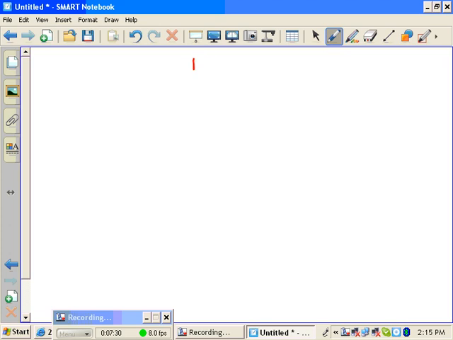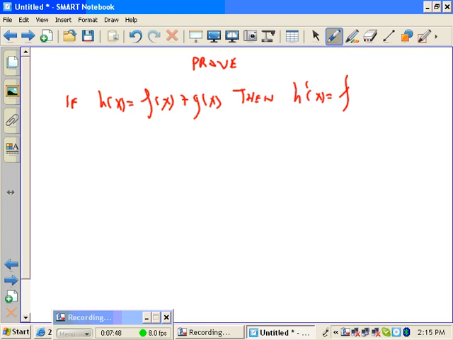Let's prove it. Prove: if h of x equals f of x plus g of x, then h prime is f prime plus g prime. How are you going to prove it? Just like last time, what did we do? How are you going to write an expression for h prime? You're going to use what? The definition of the derivative as a limit, right? Okay, so let's do it.